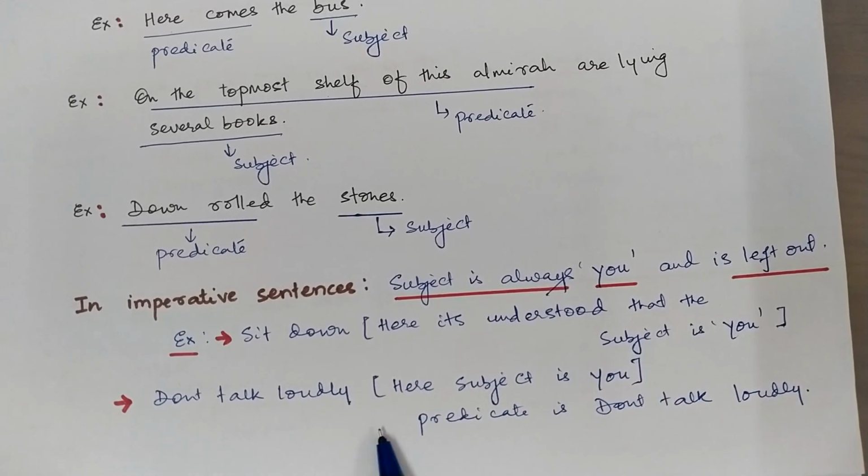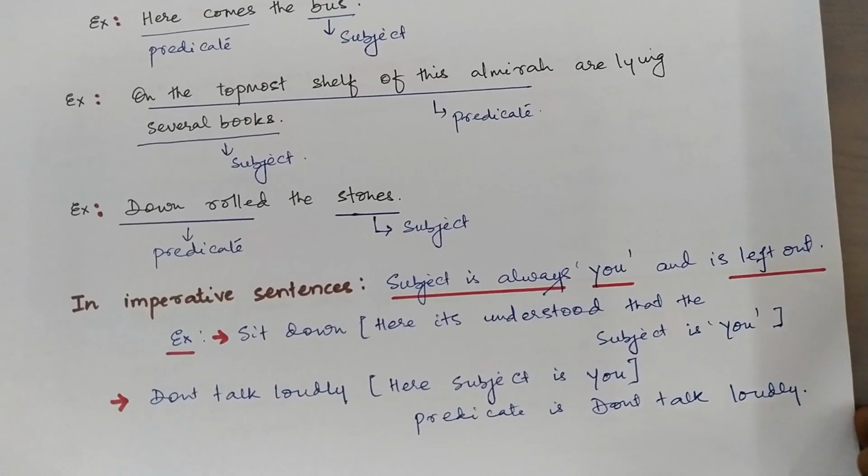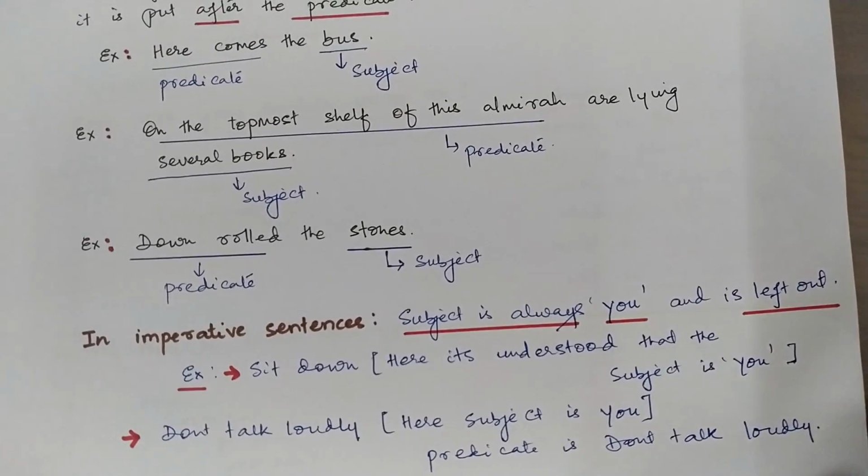Second, don't talk loudly. Here again I am talking to you and I am telling you don't talk loudly. Here it is understood that the subject is you. So we need not mention the subject you over here, because I am talking in the present tense with you. I am having a present conversation with you. So here don't talk loudly is just the predicate and the subject is understood to be you.